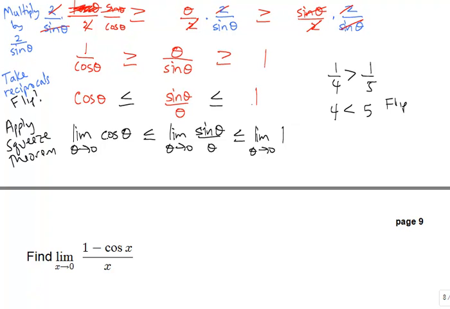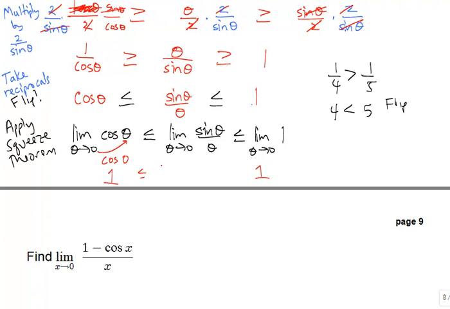What's the limit of cosine of theta as theta goes to 0? Remember that you're allowed to use direct substitution here. So if I plug in a 0, this is cosine of 0. And what is the cosine of 0? It's 1. Now go to the other side. What's the limit of 1 as theta goes to 0? Well, 1 is a constant, and the limit of a constant is that constant right back. So the limit of 1 is also 1.